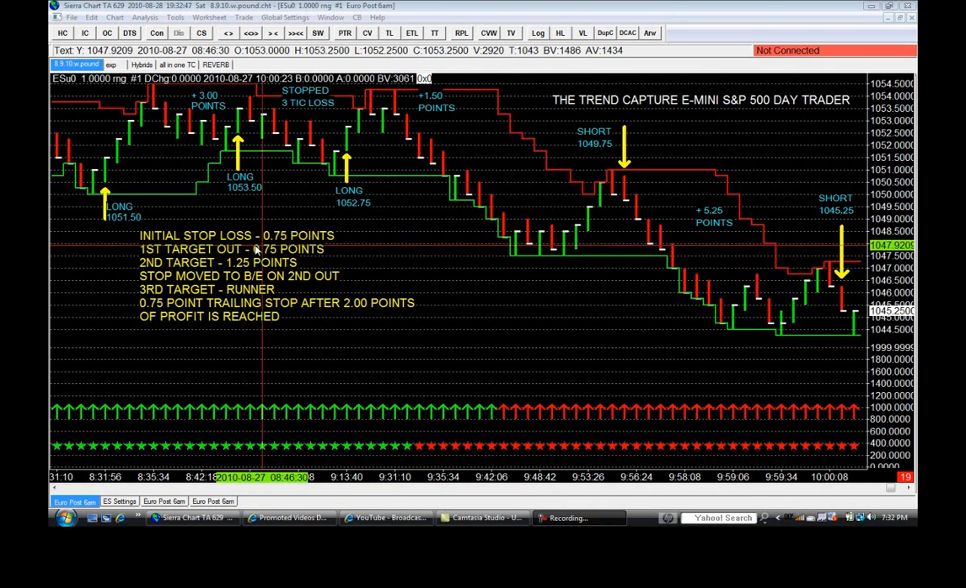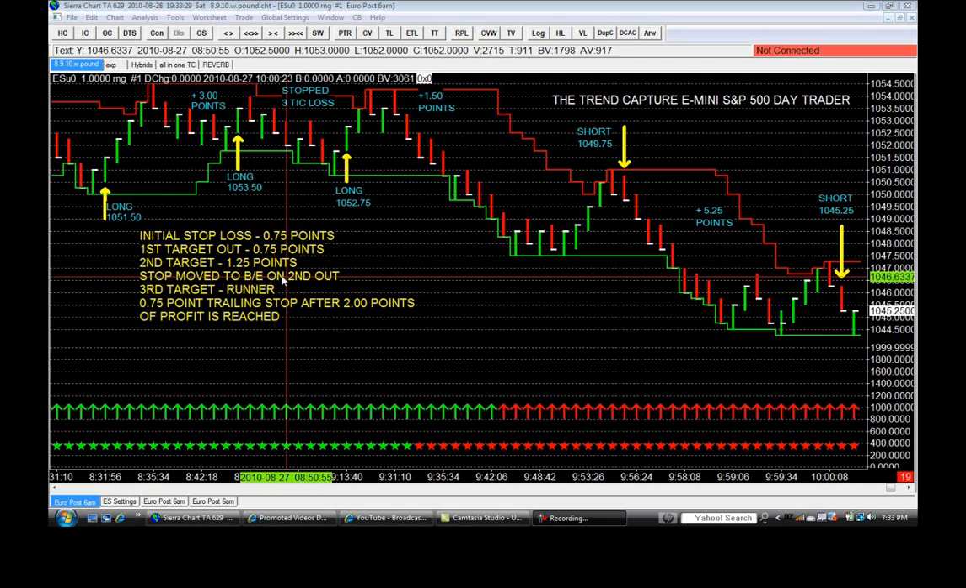Here are some of the basics of the system. The initial stop loss is 3/4 of a point, or 3 ticks. This uses the standard 3-lot target profits and outs. The first target out is 3/4 of a point. The second target out is 1 1/4 points. And after that second out, you move your stop to break even. This is a little different than the Euro rule, where you move your stop to break even after the first out. On this one, you move your stop to break even after the second out. And the third target is your runner.